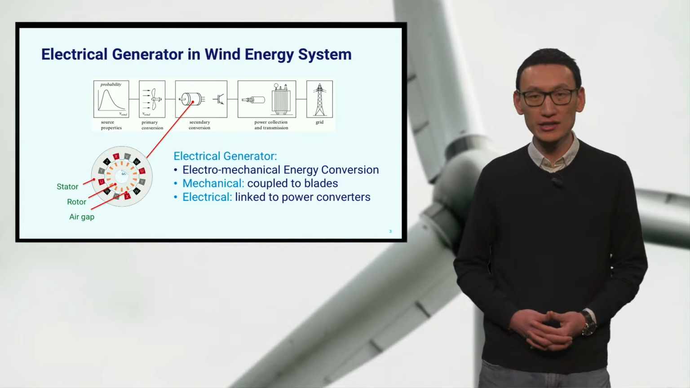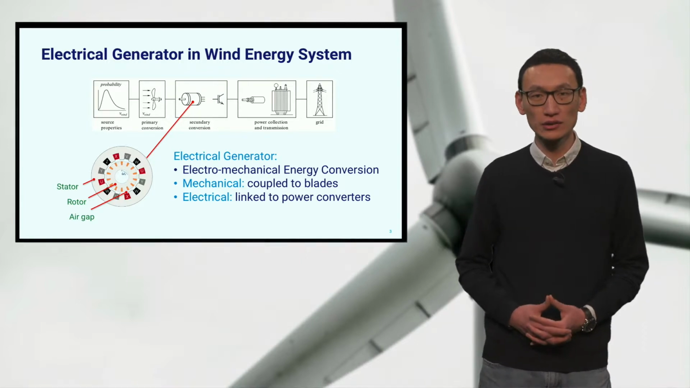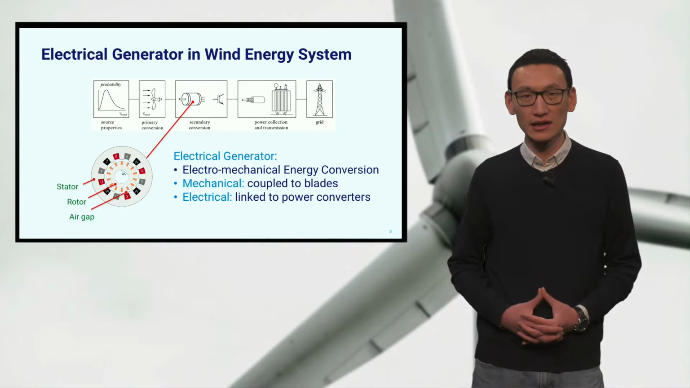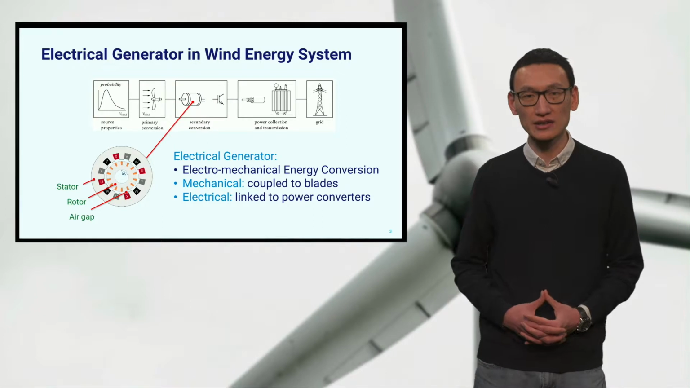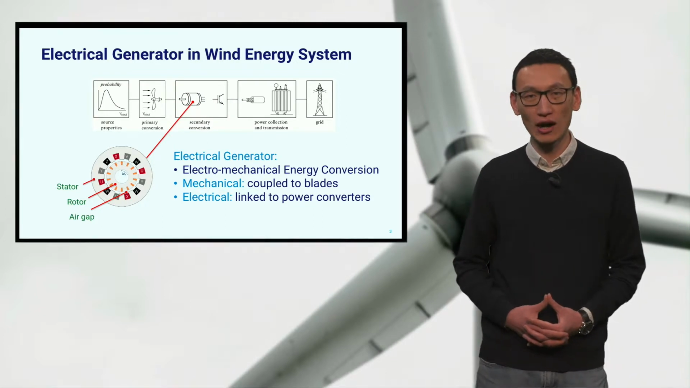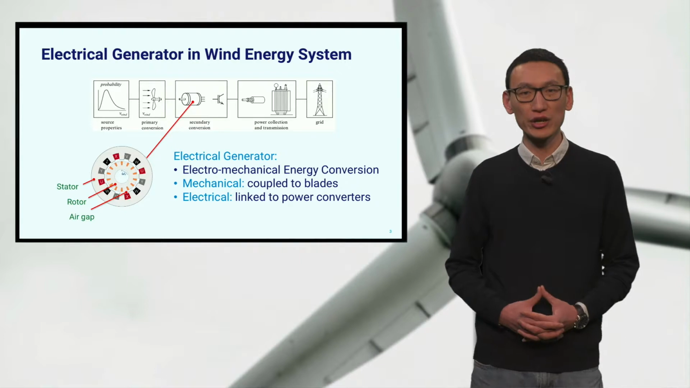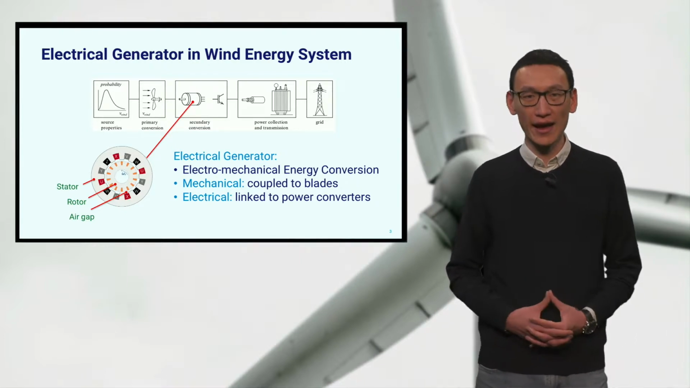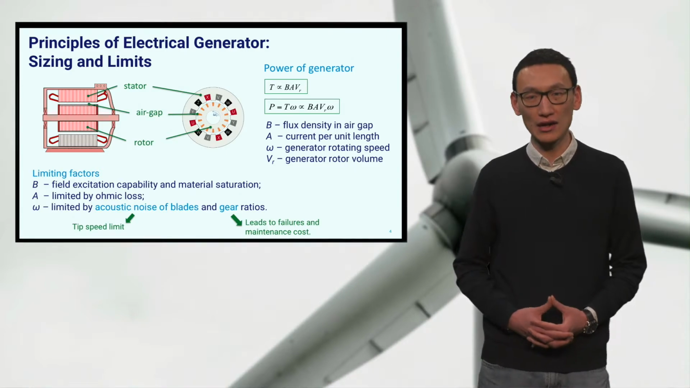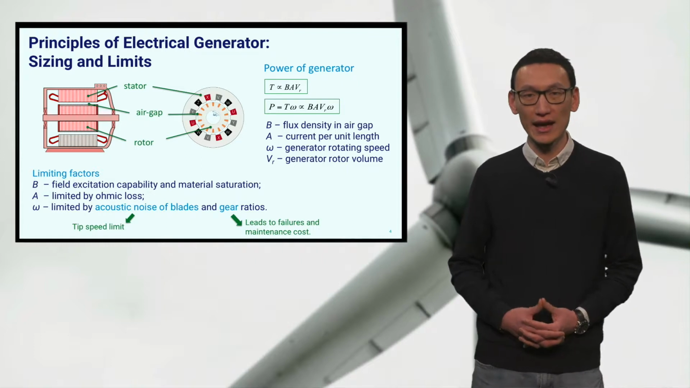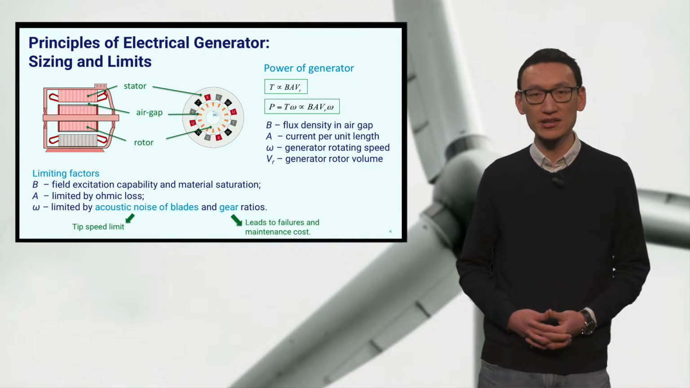The electrical generator is an electromechanical energy conversion device. It has a rotating component called rotor and a stationary component called stator. It has both mechanical and electrical ports. Between the rotor and the stator, there is the air gap. The energy conversion process from the mechanical port to the electrical port relies on the interaction between the magnetic field in the air gap and the current in the stator.